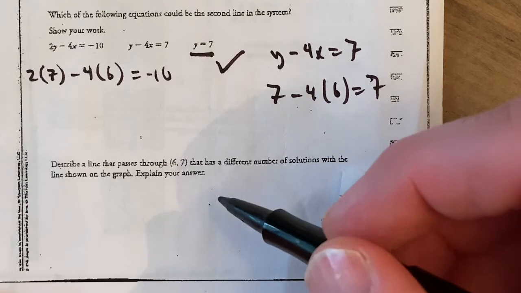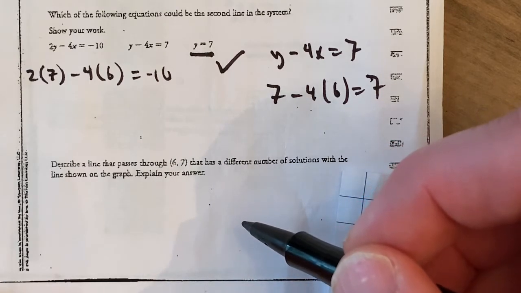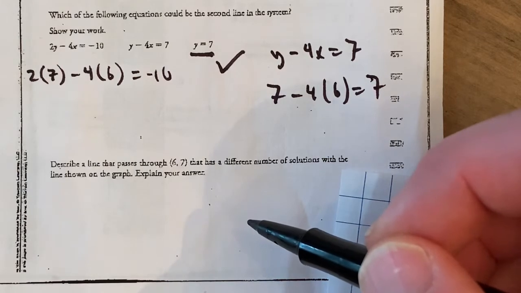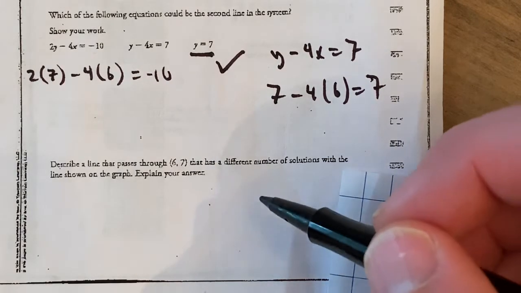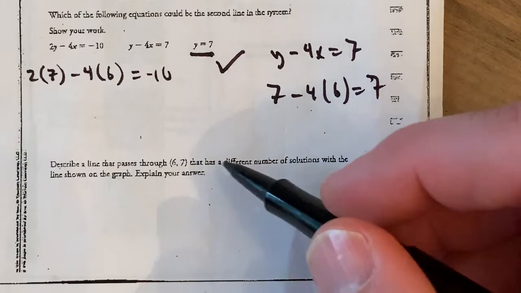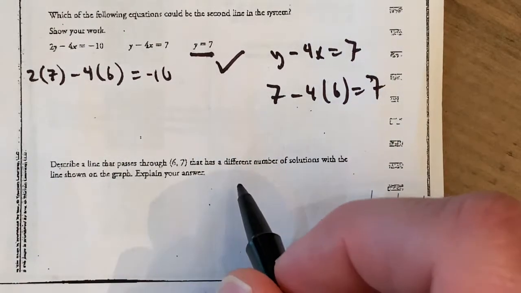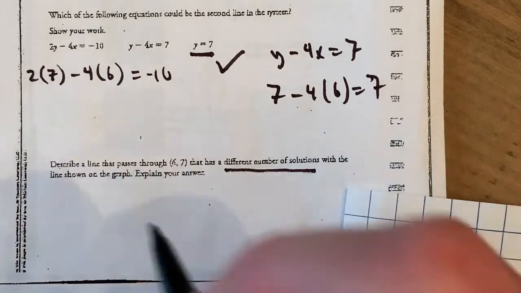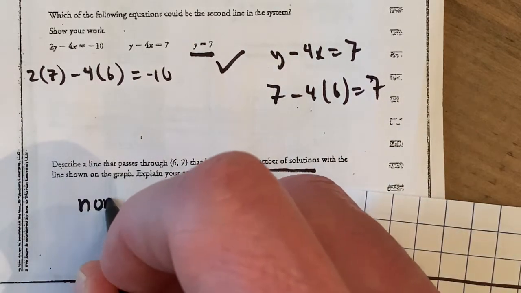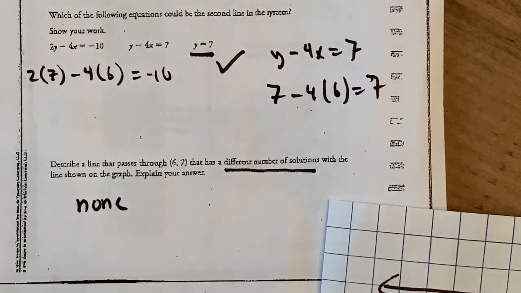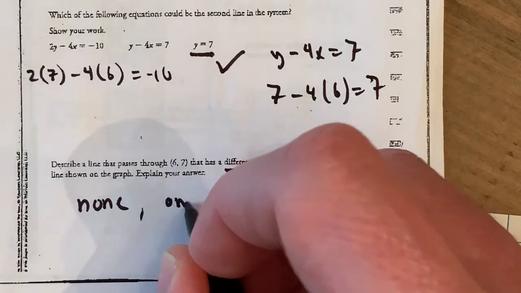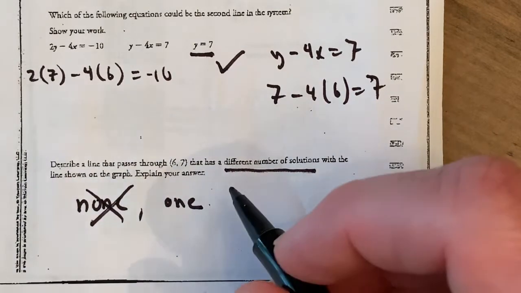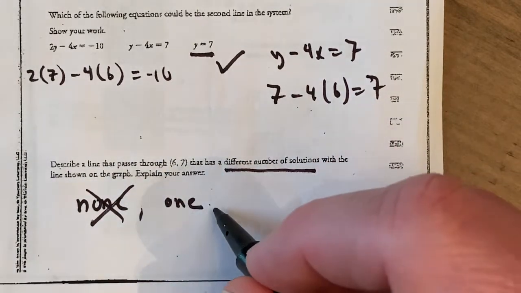Describe a line that passes through (6, 7) that has a different number of solutions than the line shown on the graph. Explain your answer. So right now, all of these have one solution. So I want you to think about what's the only other possible set of solutions? Well, we have none, right? We have 1. It can't have none because it passes through (6, 7). We already found some that have 1.